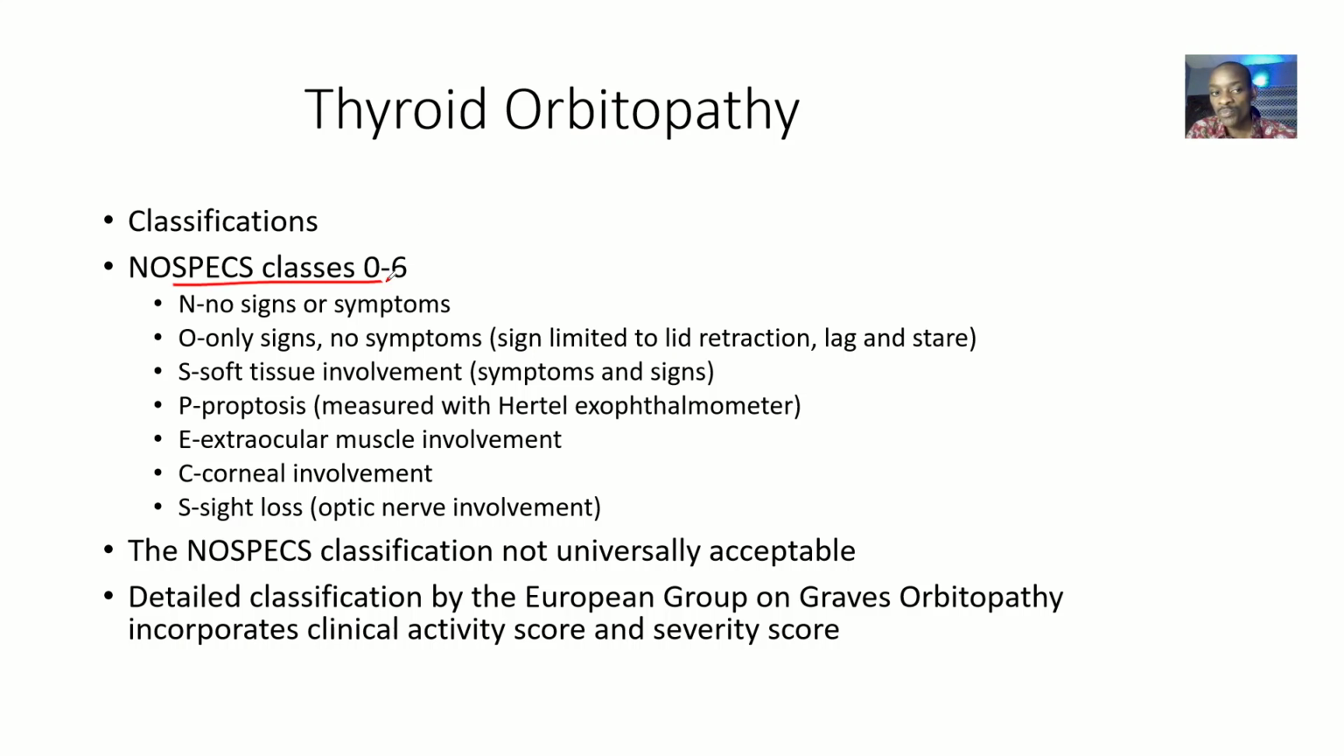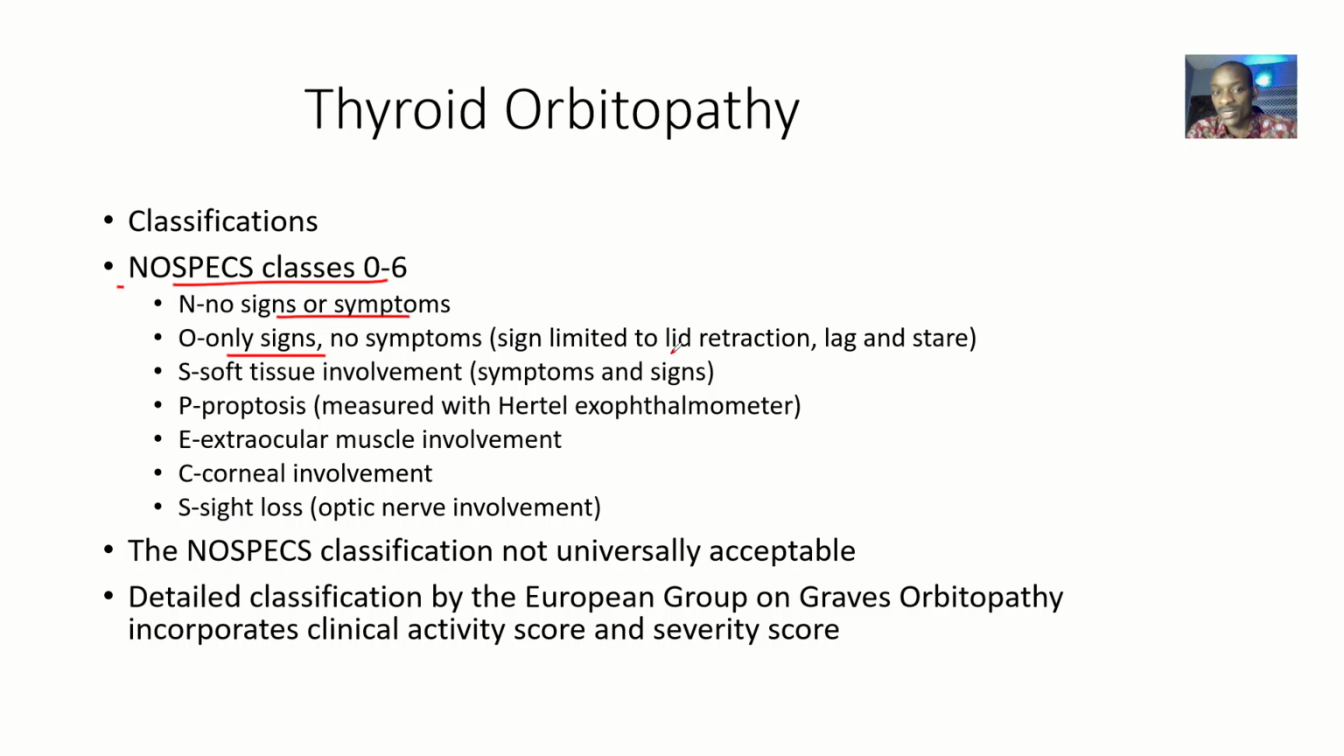So the NOSPECS is actually a criteria that classifies what? Thyroid orbitopathy from 0 to 6. Now 0 to 6 with 0 inclusive, that means what? There are 7 classes, right? Now the N in NOSPECS stands for what? There are no symptoms or signs. Okay? O stands for what? Only signs, no symptoms such as what?